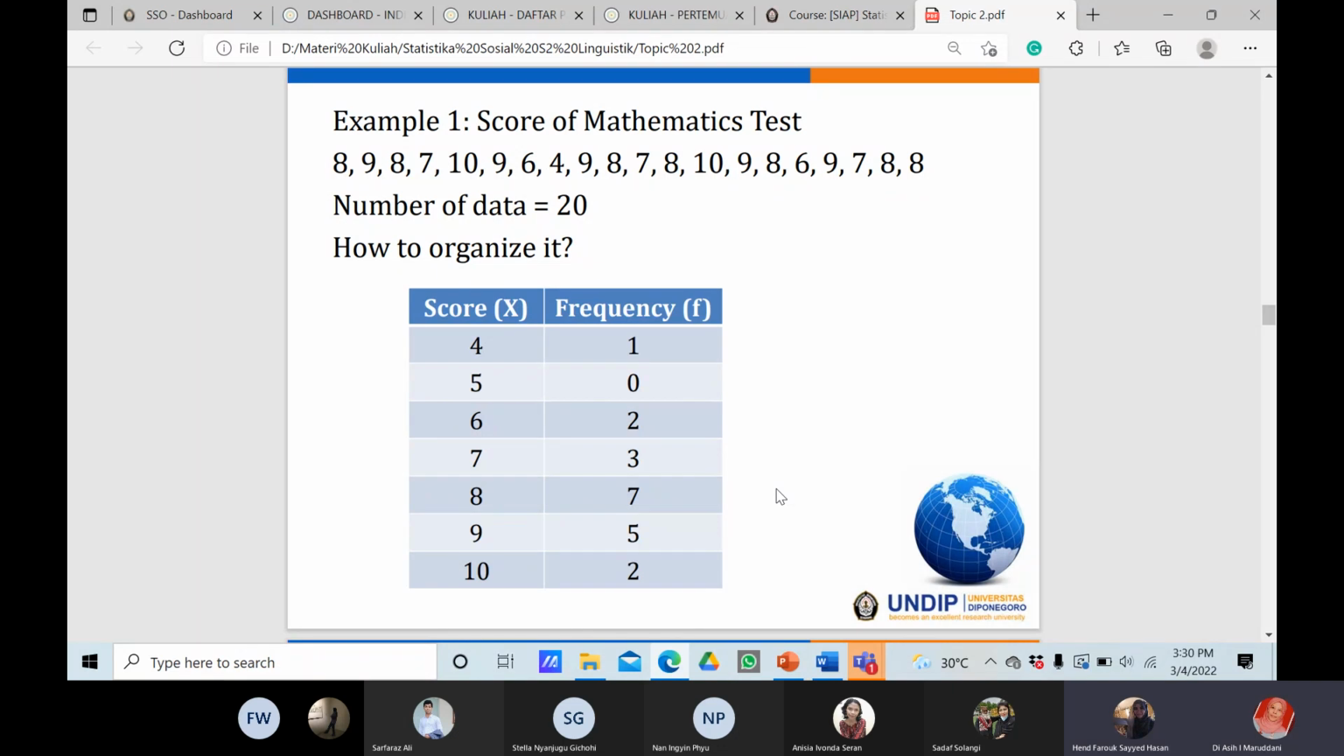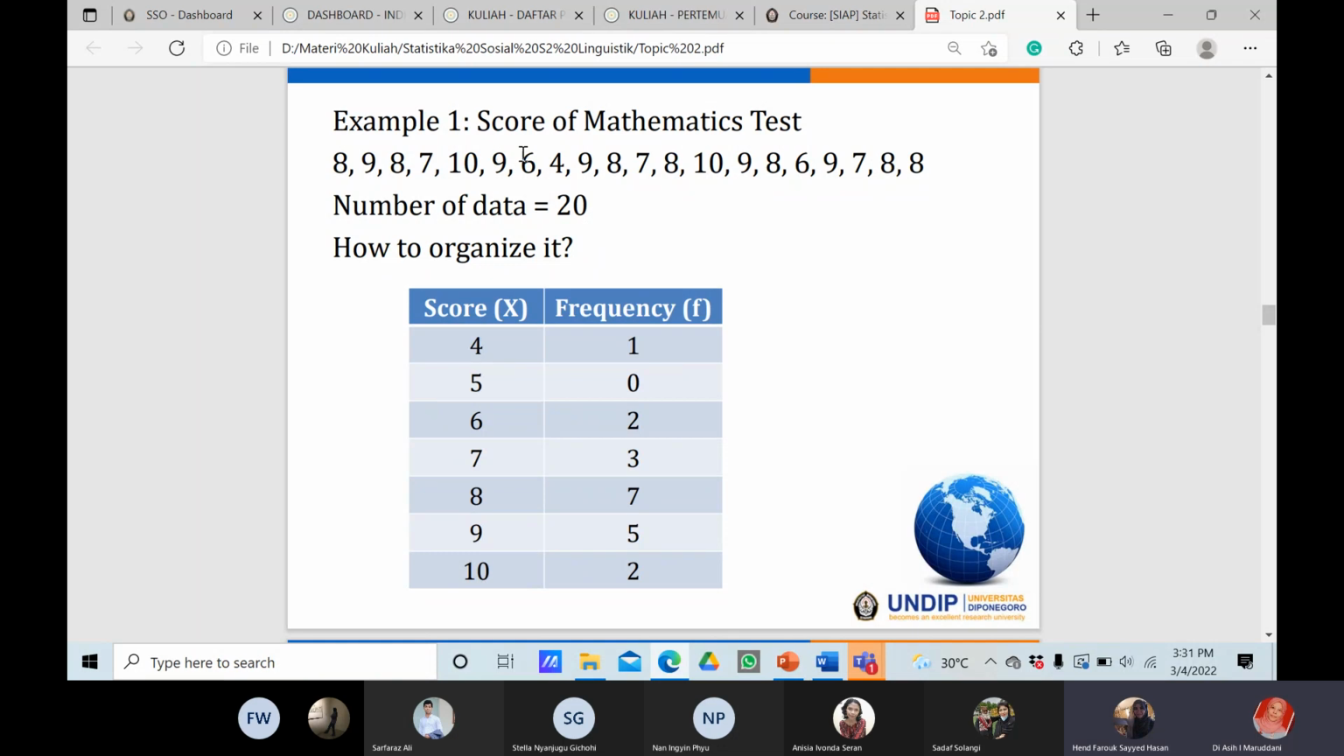Yes, Ibu, I'm listening. I'm trying to focus. Actually, I was looking at the table, and I just don't understand why 4 has the frequency 1 and 5 has the frequency 0. Okay, I will tell you.